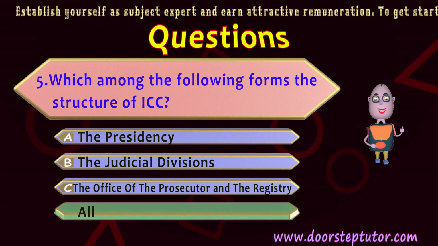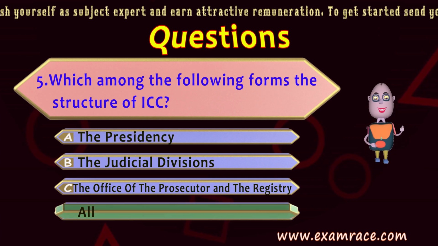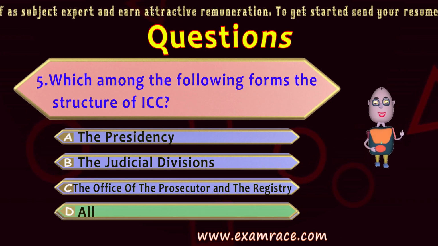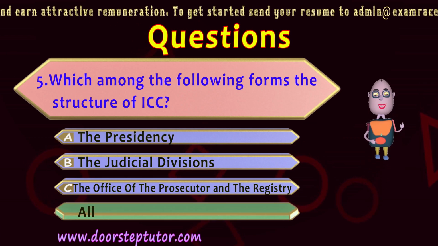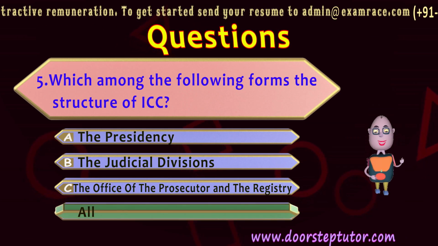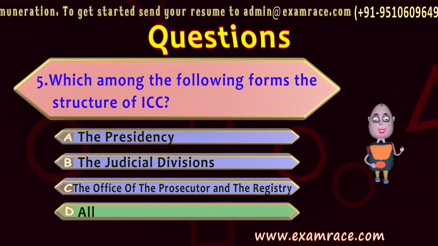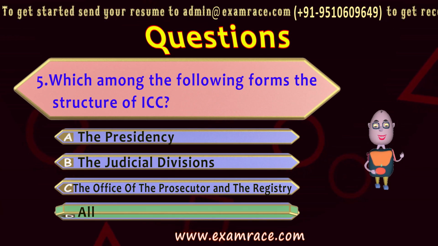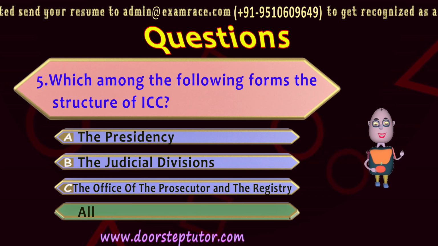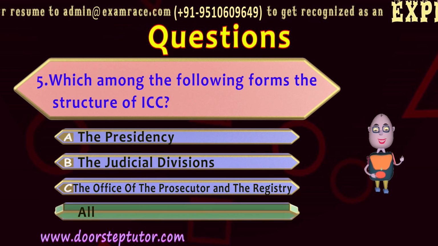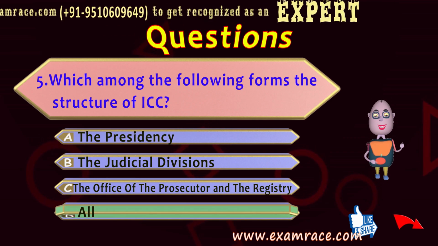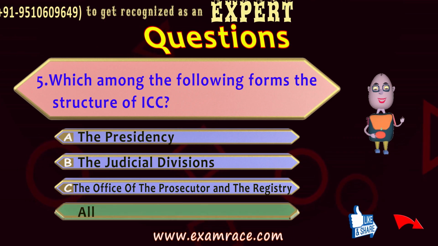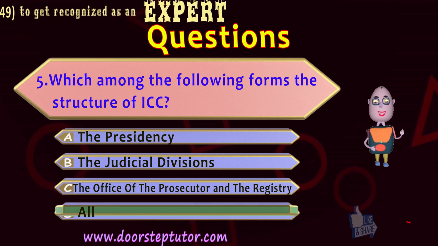The office of the prosecutor is headed by the prosecutor, who investigates crime and initiates proceedings before the judicial division. The registry is headed by the registrar, who is charged with managing all the administrative functions of the International Criminal Court, including those at headquarters, the detention unit and also the public defense office.